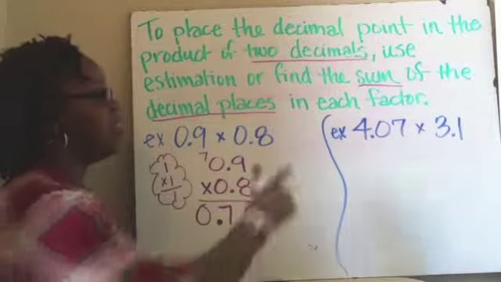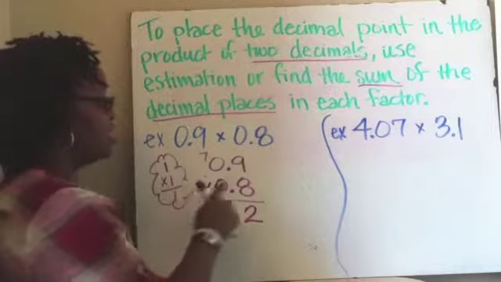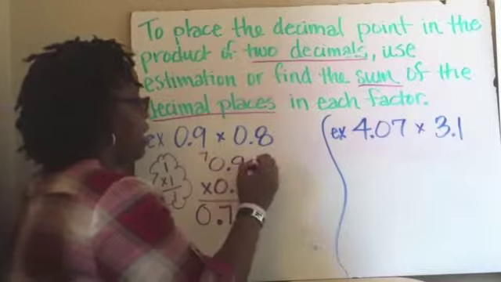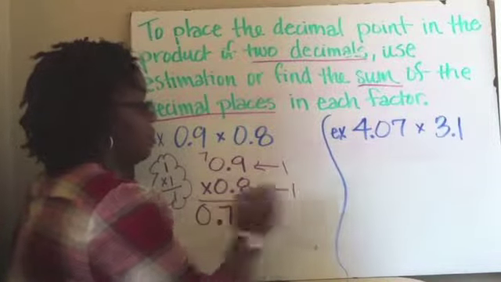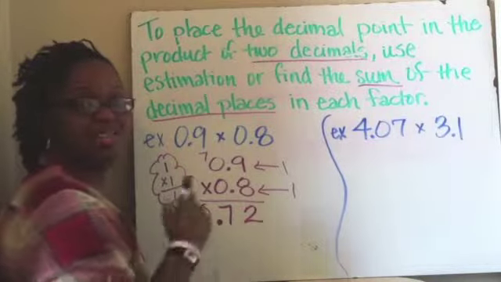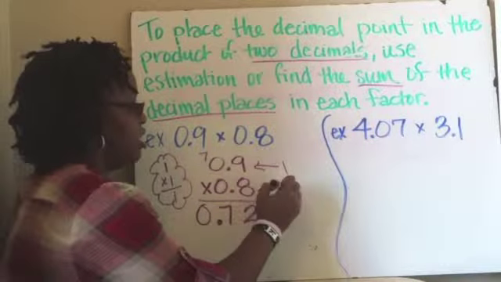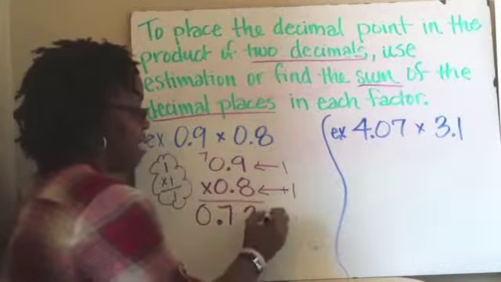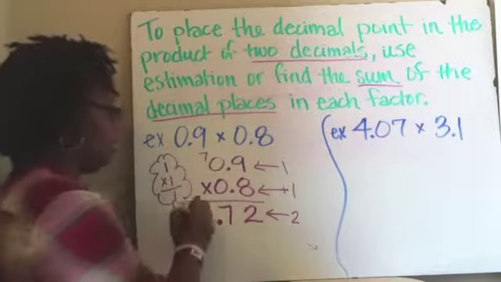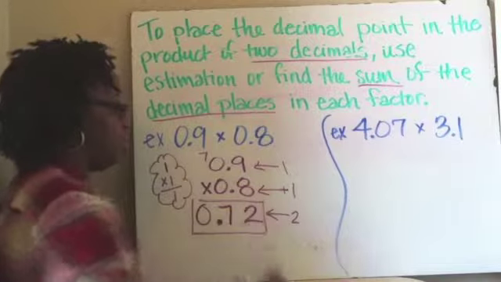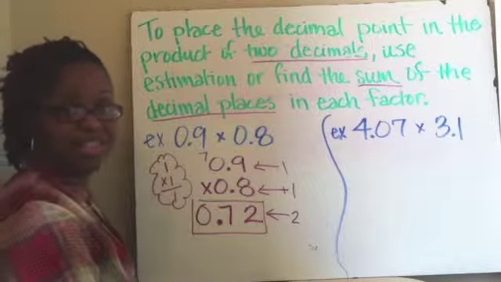Let's check it with the other way, which is finding the sum of the decimal places. Here, I have one number behind the decimal, and I have one number behind the decimal here. So if I do the sum of my decimal places, there's a total of 2 numbers behind the decimal in the problem. So I need to have 2 numbers behind the decimal in my answer. So our product is 72/100.